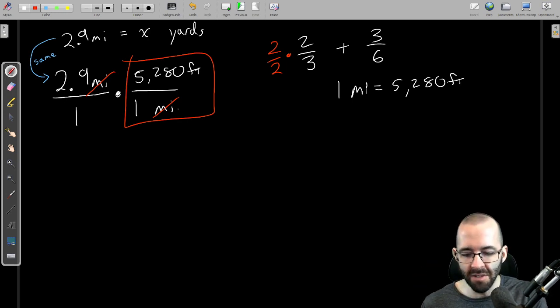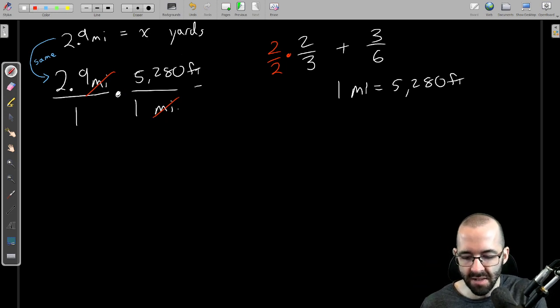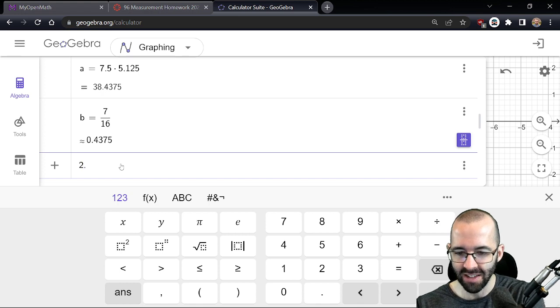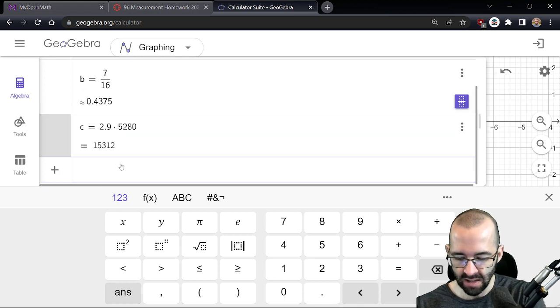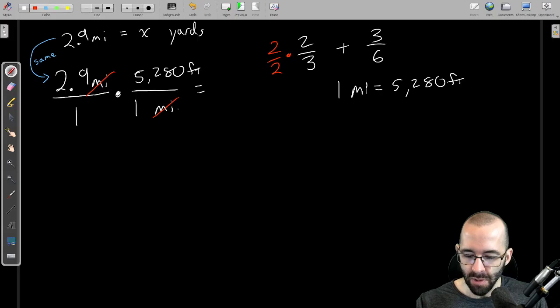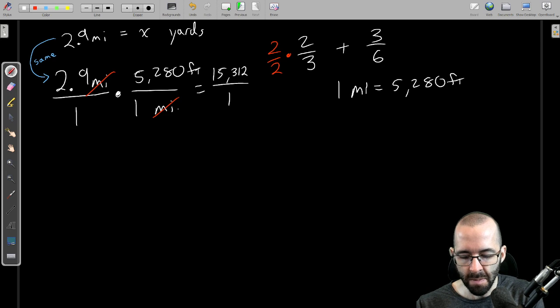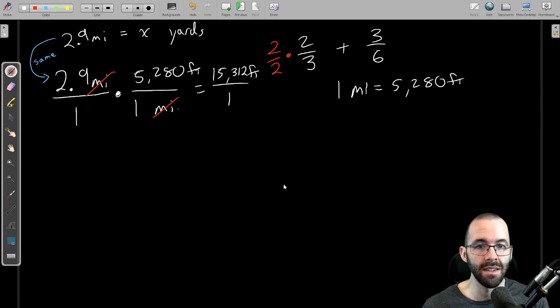And now we have something in feet, right? What is this? We multiply this across. Well, I don't know. 2.9 times whatever this is. 15,312. And what are the units? Well, on the bottom, there's no units. They canceled. And on the top, the units are feet. We're closer. Now we do it again.